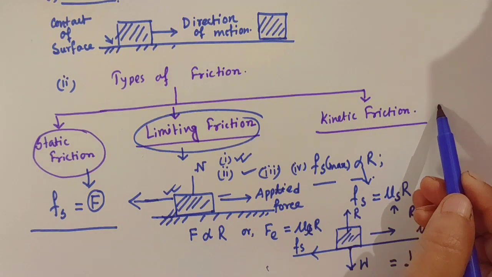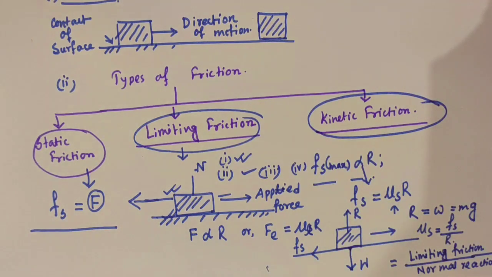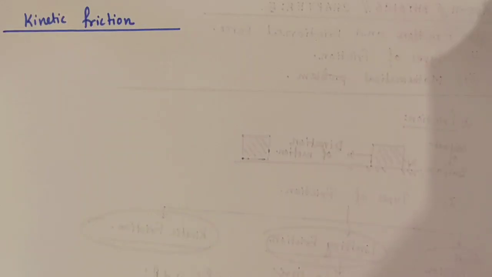Now our third type of friction, that is kinetic friction. So what is kinetic friction? It is the opposing force that comes into play when one body actually slides over the surface of another body. Force of kinetic friction is directly proportional to the normal reaction, and the ratio Fk by N is called the coefficient of kinetic friction.